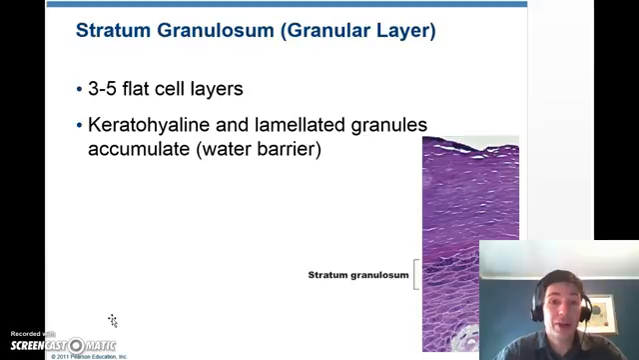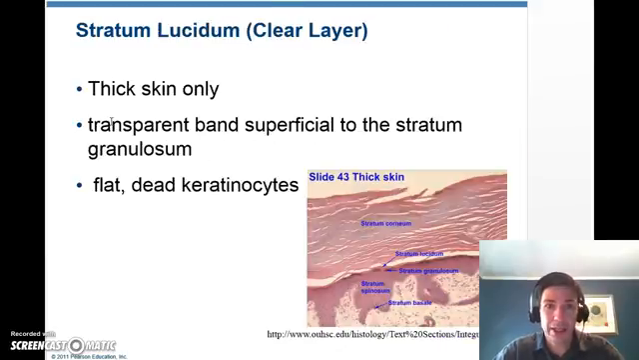This is where you have an accumulation of what are called keratohyalin granules, which I probably will not ask you about. More importantly, what you want to know is these granules, which are a combination of protein and lipid, form a water barrier. So this is the layer of your skin that tries to keep you from dehydrating.